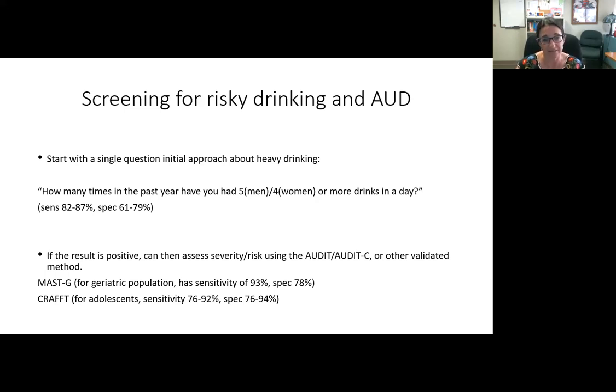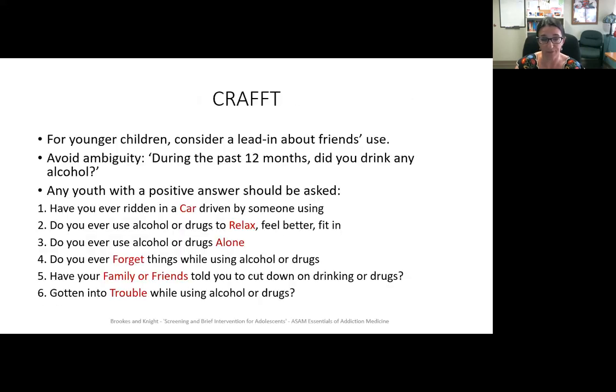So, assessing the severity and risk for alcohol with the AUDIT-C or other validated method. The AUDIT-C, I'll show you in a minute. That one's a pretty quick and easy way to assess. The MAST-G, just to mention, is particularly sensitive for the geriatric population, and CRAFFT, I'll show you here in a minute, is more geared towards our adolescents. So we want to make sure that we're choosing an appropriate screening method.